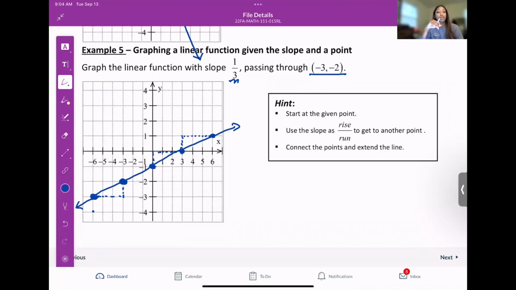So we should be able to not only find the equation of the line, but once we have the equation of the line, graph it. Or if we have the slope and a point on the line, we should be able to graph any line. You should be able to find the graph.